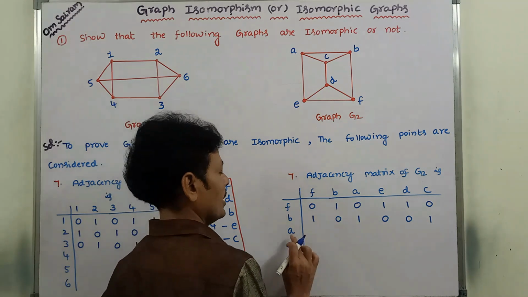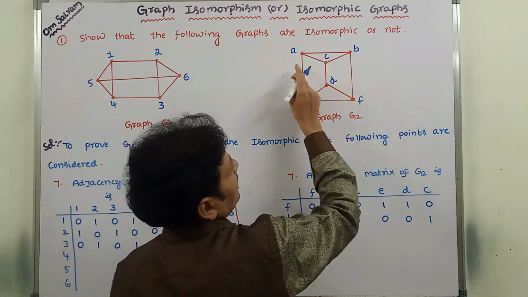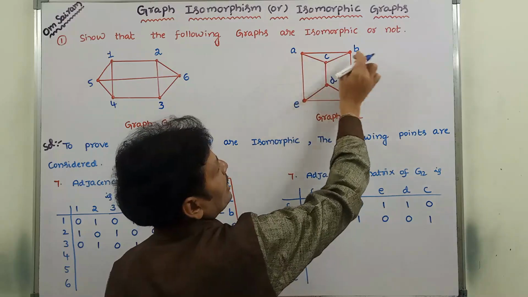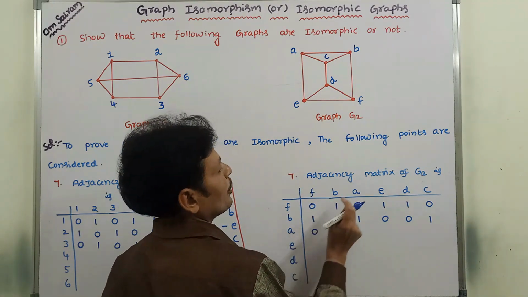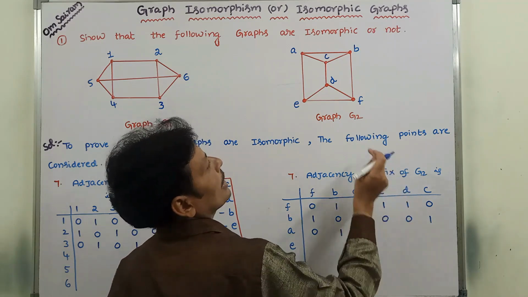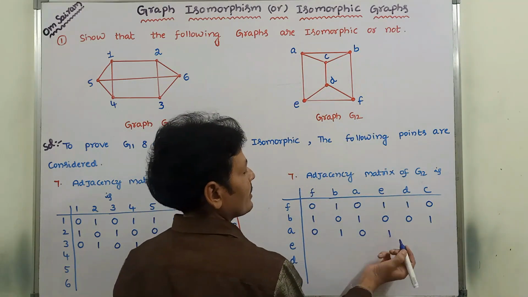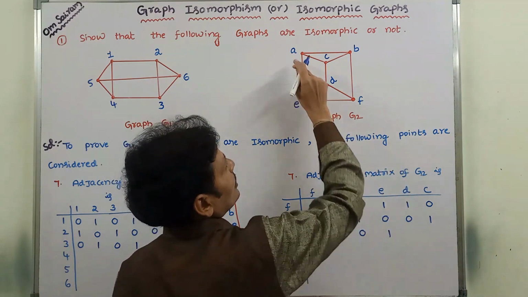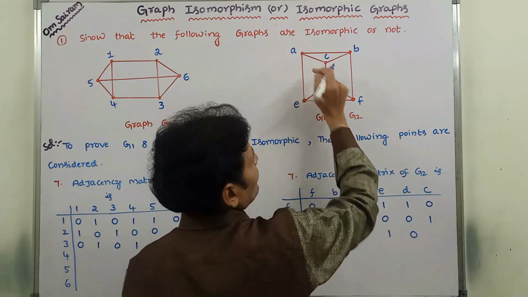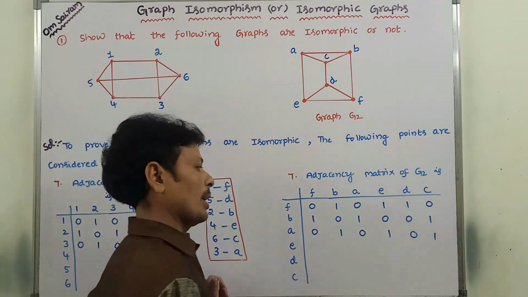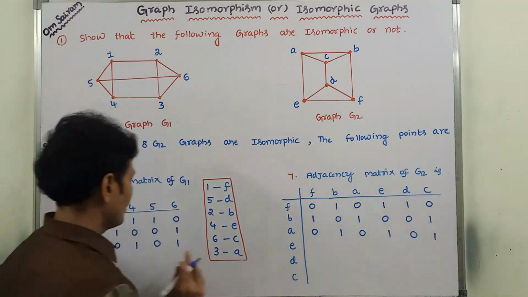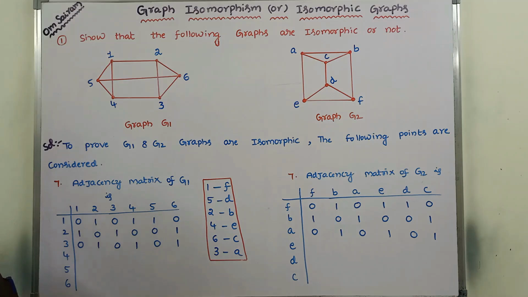Now we can go for this one. A to F, there is no edge between A and F, so its value is 0. A to B, there is an edge between A and B, its value is 1. A to A, there is no self loop here at A, so its value is 0. A to E, there is an edge between A and E, so its value is 1. A to D, there is no edge between A and D, so its value is 0. A to C, there is an edge between A and C, so its value is 1. So here 0, 1, 0, 1, 0, 1, here 0, 1, 0, 1, 0, 1. So third row of G1 and G2 are same.